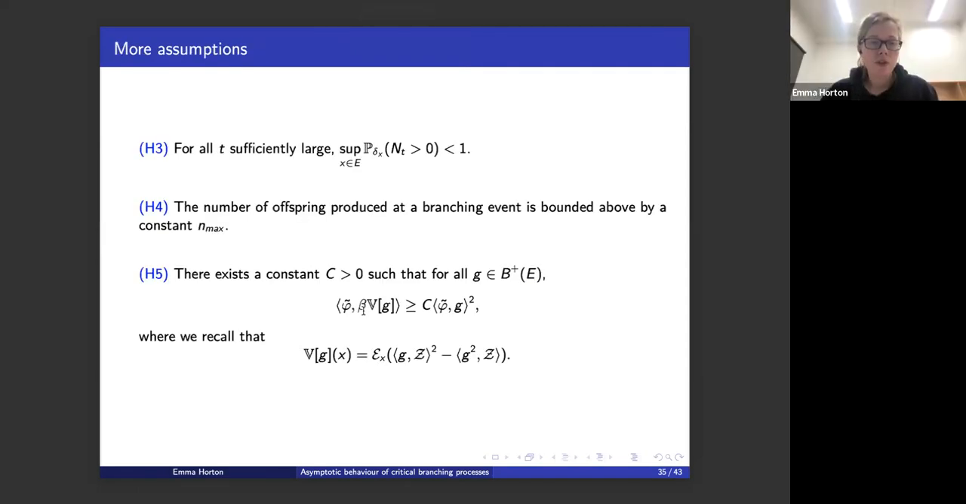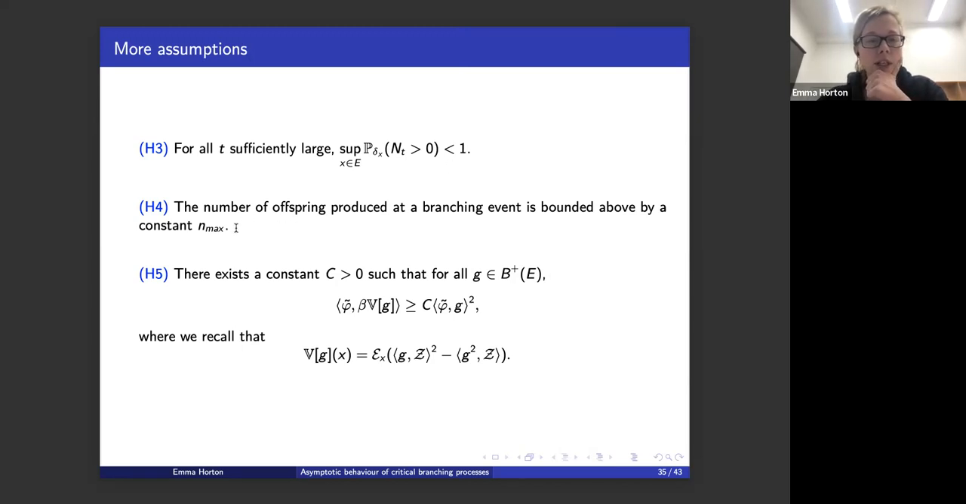And for this, we need to introduce three more assumptions. So first of all, we're going to assume that for any sufficiently large time t, no matter what our initial state is for the branching process, the survival probability will always be strictly less than one. And of course, this seems intuitive because we're in a critical system, but we wanted to ensure that this was true for any sort of potentially weird domains E that we could be interested in.